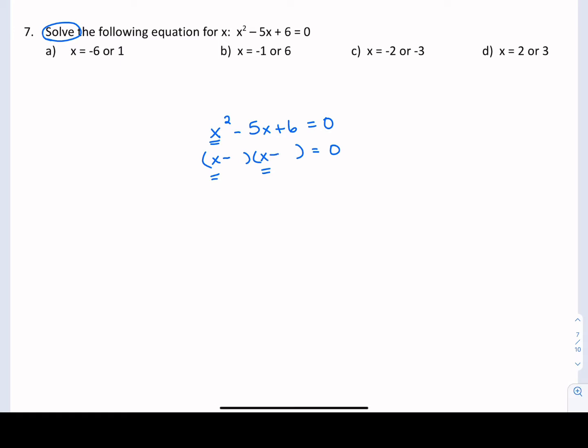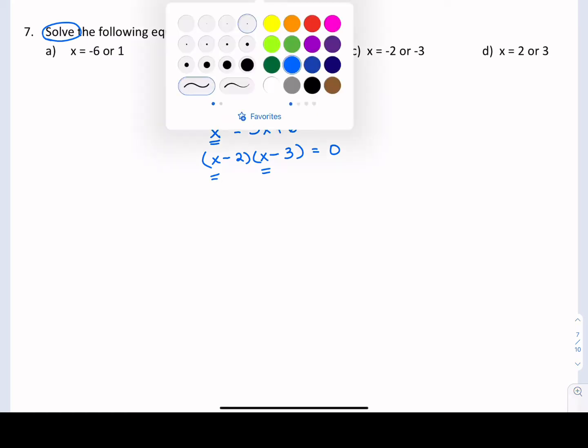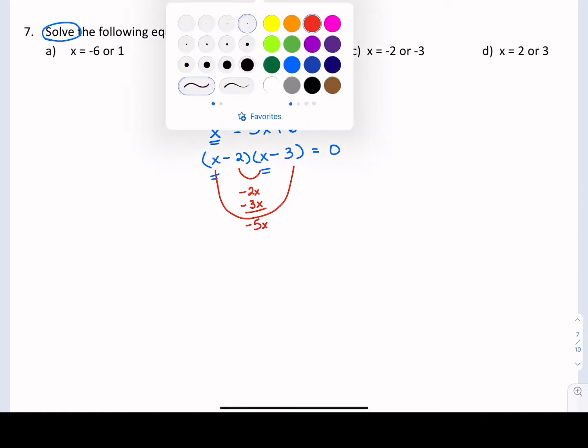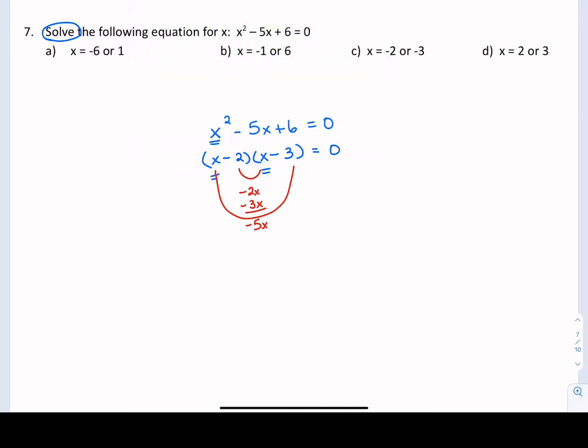So if I think about factors of 6 and both of them being negative, -2 and -3 will multiply to give me positive 6. But if I do my little smiles check here, -2 times x is -2x, and x times -3 is -3x. When I combine those middle terms, we get a -5x, which is exactly what we're looking for. So now that we've factored the equation, we haven't actually solved anything yet.